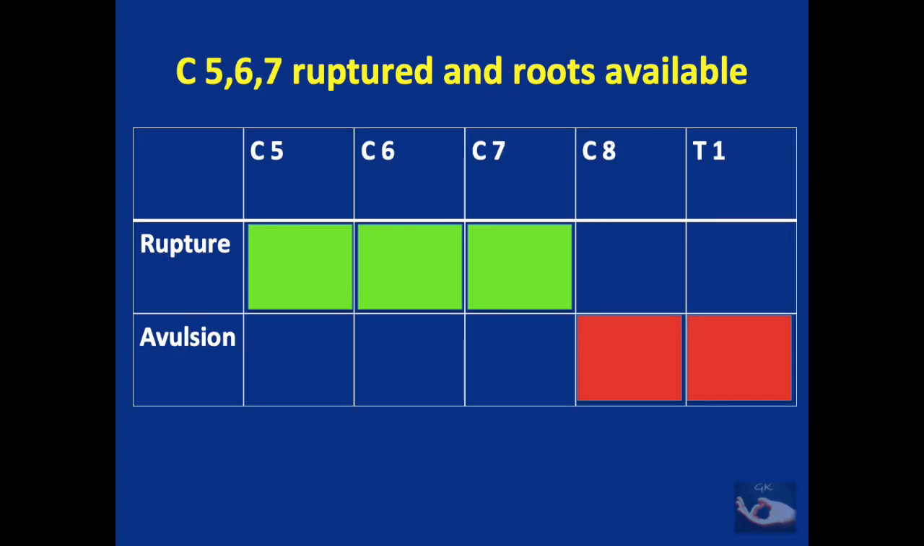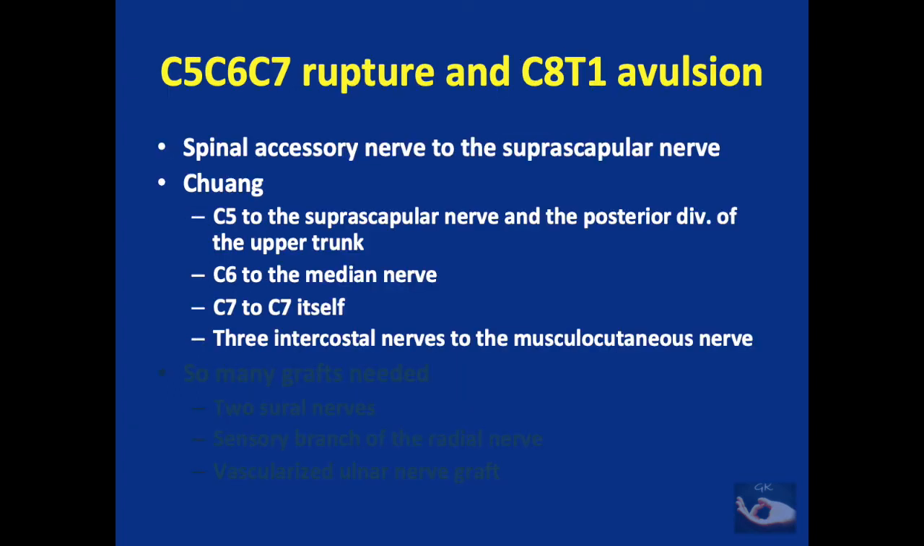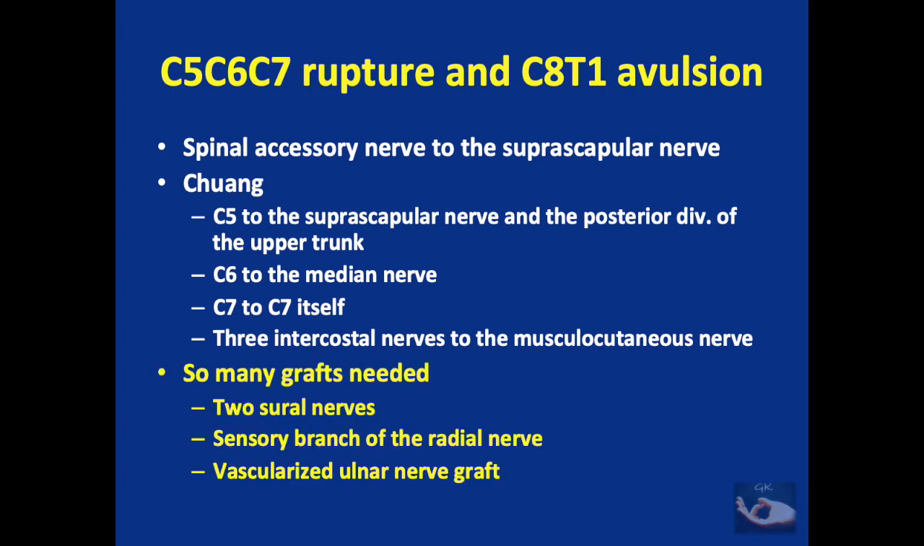When 3 roots are available, usually the C5, 6 and 7 roots, the spinal accessory can be transferred to the suprascapular nerve, or according to Chuang's protocol, the C5 can be grafted to the suprascapular nerve and the posterior division of the upper trunk. The C6 can be grafted to the median nerve and the C7 to C7 itself. Here, three intercostal nerves can be used to neurotize the musculocutaneous nerve for achieving elbow flexion. But this means we will be needing many grafts. We can harvest both the sural nerves and the sensory branch of the radial nerve, and the vascularized ulnar nerve graft can also be used.